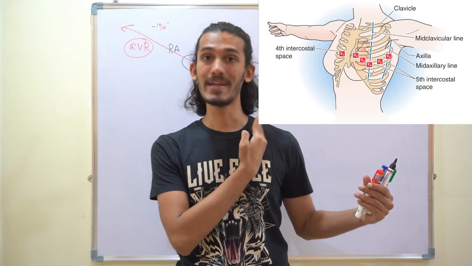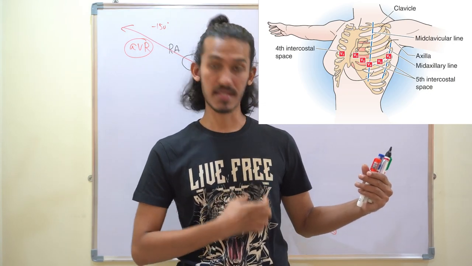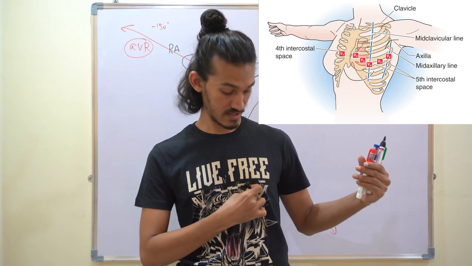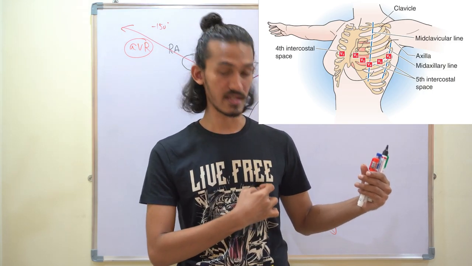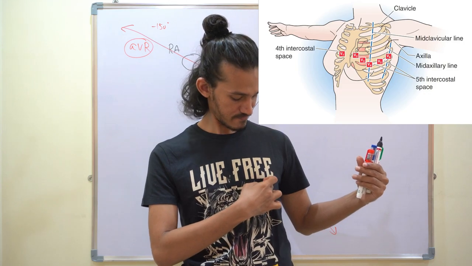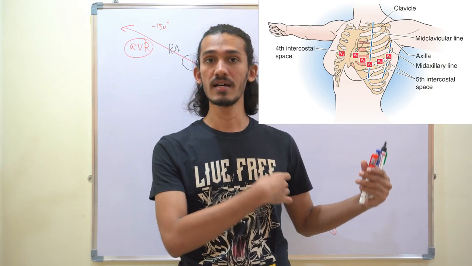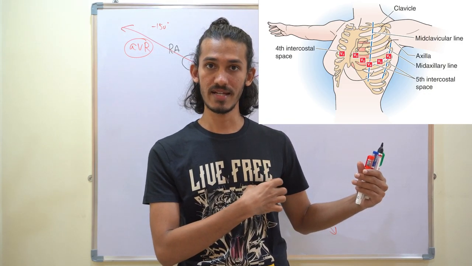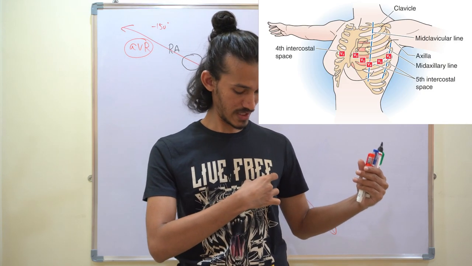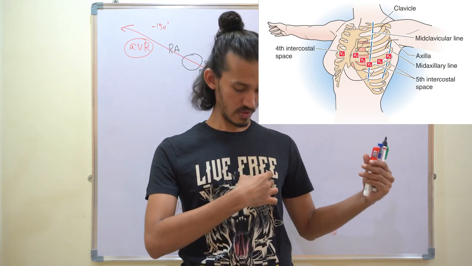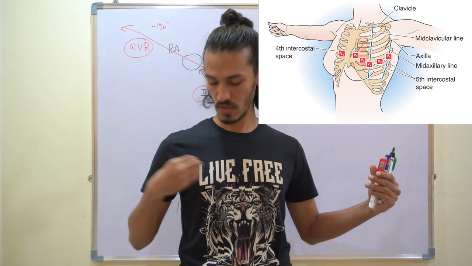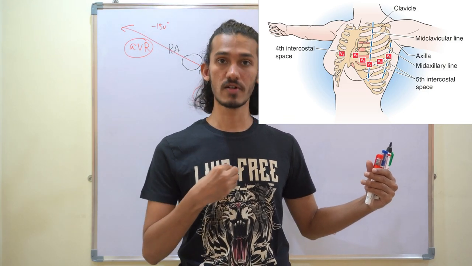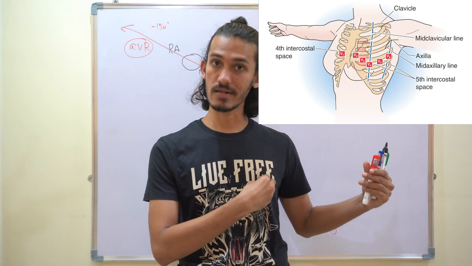Next is the mid-clavicular line. Next, the V4. Sorry, the fifth intercostal space. Right? So, in the mid-clavicular line, in the fifth intercostal space, that is where you take the next one. That is V4. And between V2 and V4, you put the V3. So, we got V1, V2, V3 as well as V4.